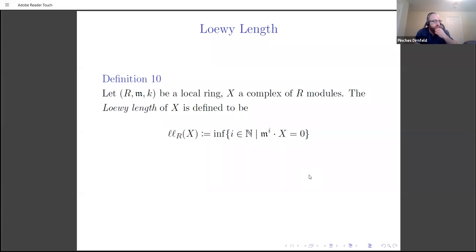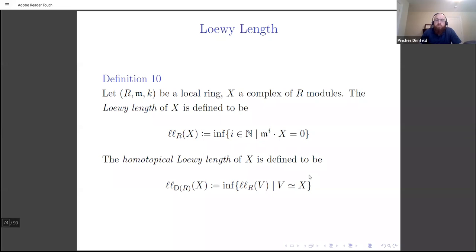For this, I need the notion of Loewy length. So let (R, m, k) be a local ring and X a complex of R-modules. The Loewy length of X is defined to be the infimum of i such that m^i times X is equal to zero. And the homotopical Loewy length is defined to be the infimum of all the Loewy lengths of V where V is quasi-isomorphic to X. And in some sense, this is the correct way to measure length in a derived category.